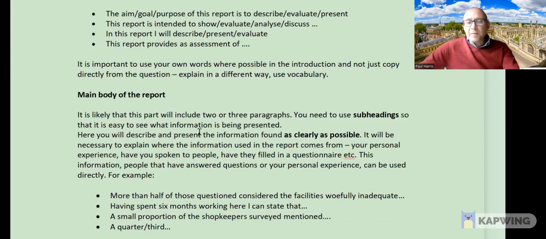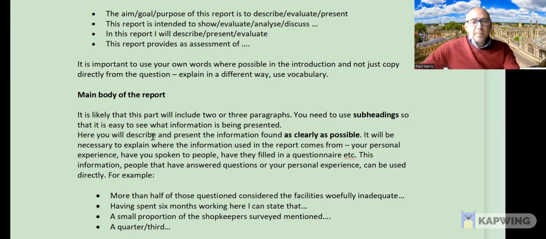Now, the main part of the report is going to be perhaps 2 or 3 different sections, okay? And it's probably necessary to use subheadings so that people reading the report can look quickly and say, well, that's interesting, I'm going to read that. They don't have to read through 20, 30 lines of information to get what they want. They want to be able to read something quickly and get the information without too much effort, okay?